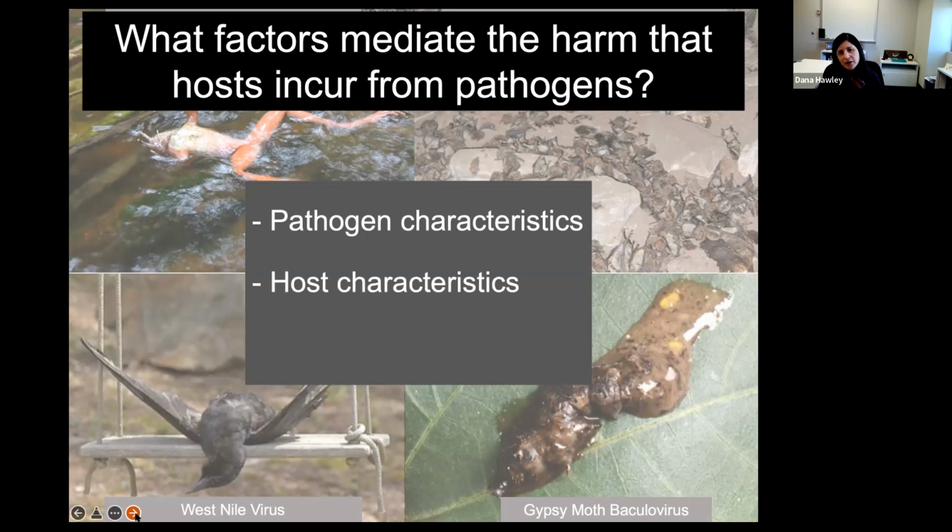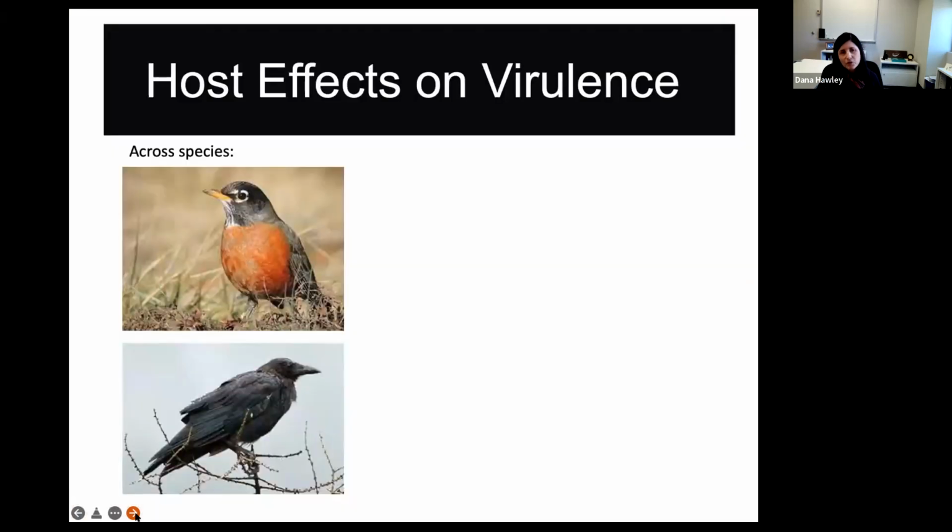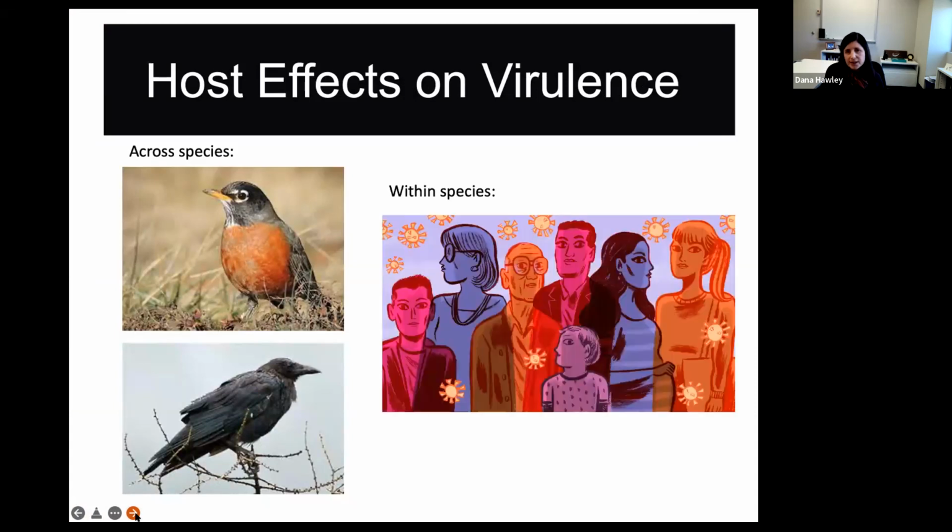But we also know that characteristics of the host matter in terms of the amount of harm incurred from infection. So to use the same West Nile example, if we give distinct songbird species the same strain of West Nile virus, we will see a lot less mortality in something like an American robin versus a crow, typically. We also see this kind of variation within a species. So to go back to the SARS-CoV-2 example, we know that there are a lot of factors within humans that determine the likelihood of mortality, including age.